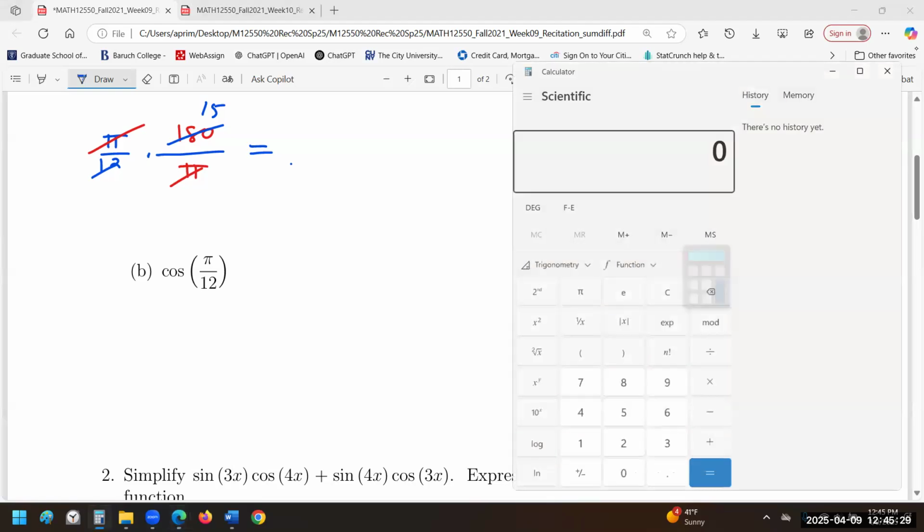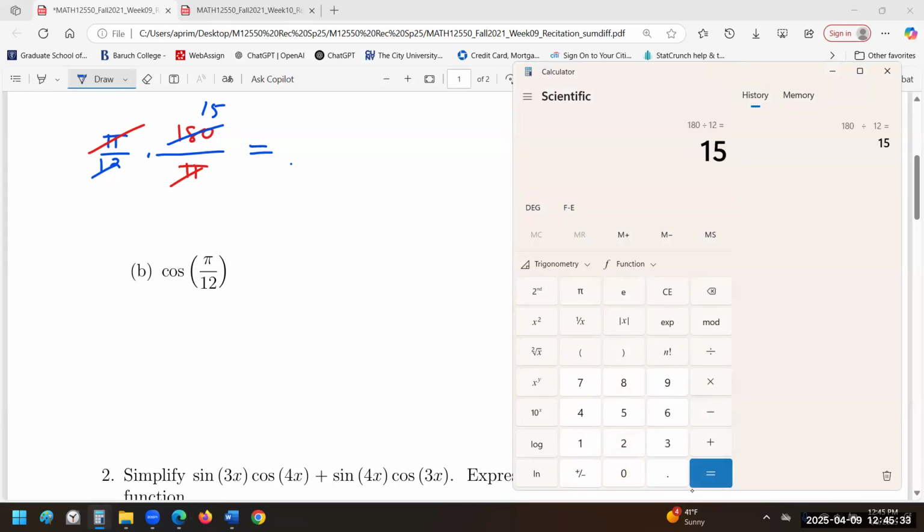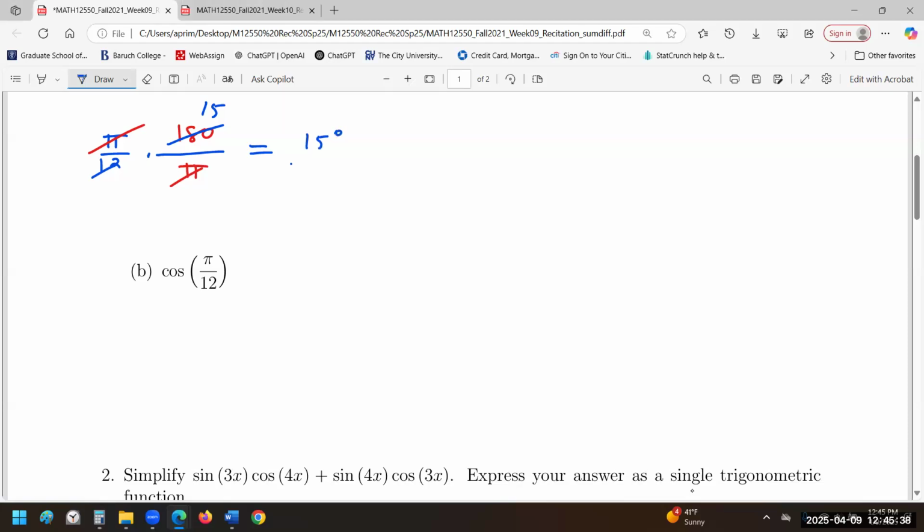Let me check, just in case. 180 divided by 12. Yep. That means we are given only 15 degrees. So 15 degrees lies in the first quadrant. Our job is to find cosine of 15 degrees without using any calculator. Since we don't know cosine of 15 degrees, we are going to use two angles that we know. Which two angles can give us 15 degrees? From 30, 45, 60, 90, it's 45 minus 30. So cosine 15 degrees is the same as cosine of 45 minus 30 degrees.